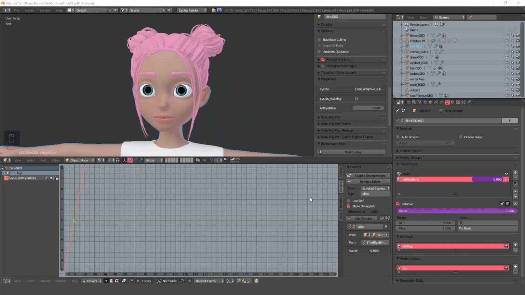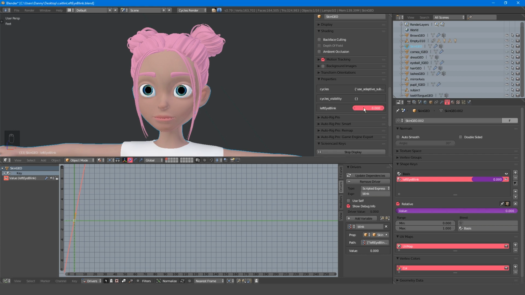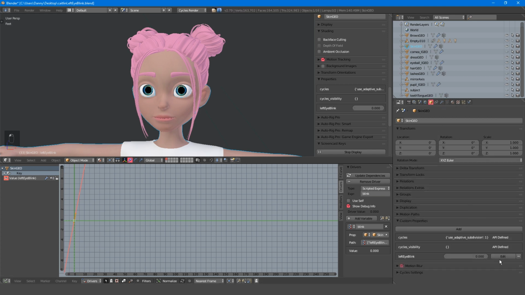So far, our drivers have been quite simple to set up because our values have always ranged from 0 to 1 in both our driver value and our driven value, but this won't always be the case. So for example's sake, I'll change our custom property min and max values to minus 2 and 2 and get this to have the same result, just to demonstrate how we can manipulate our driver behaviour.